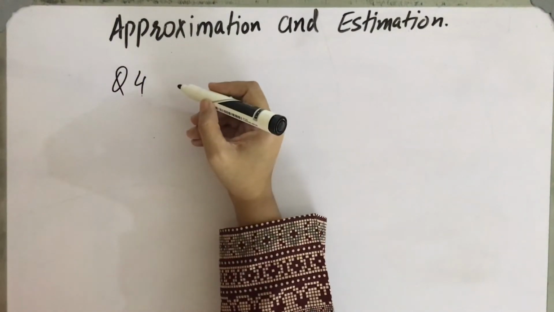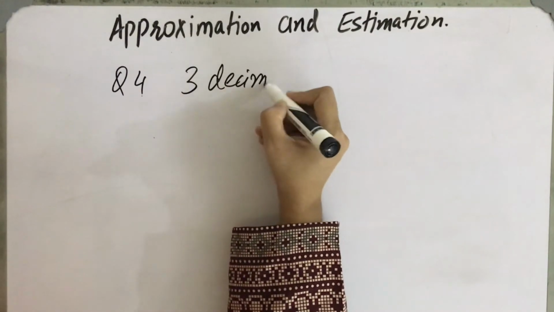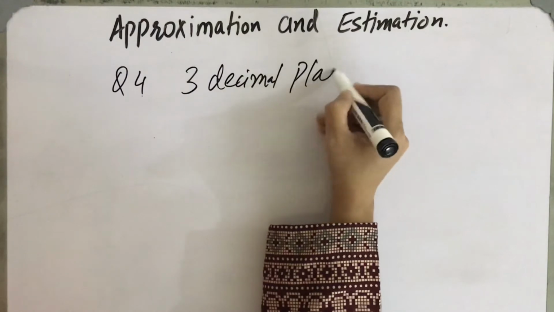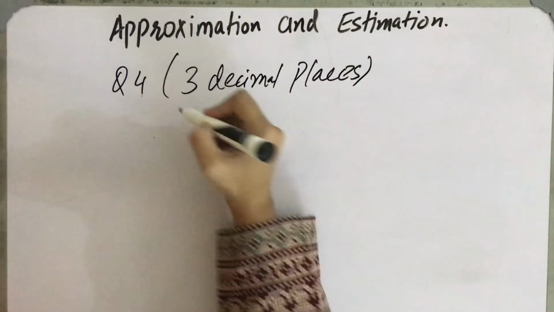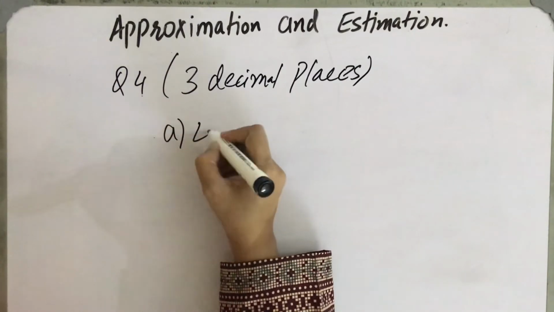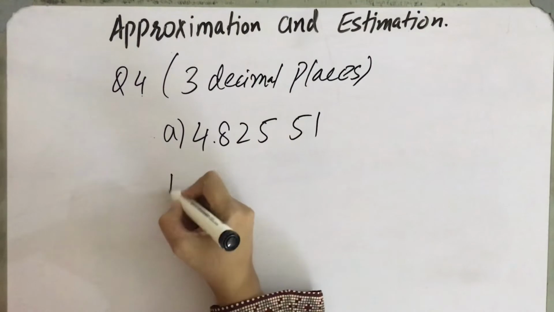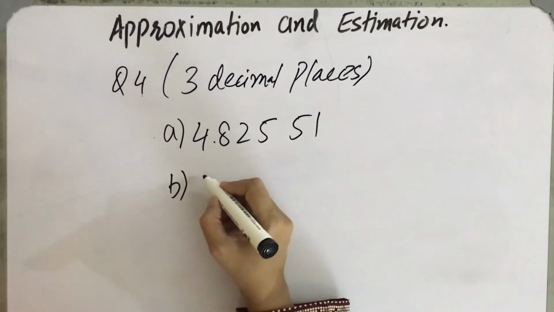Next question is, convert each of the following to 3 decimal places. We can have 1, 2, 3, 4 different numbers of decimal places. The procedure will remain the same. I shall pick only 2 or 3 just to clear the concept. Then we shall go ahead.